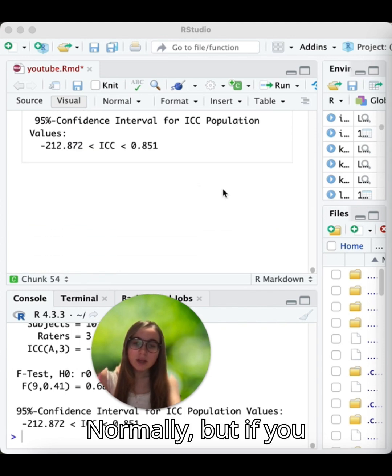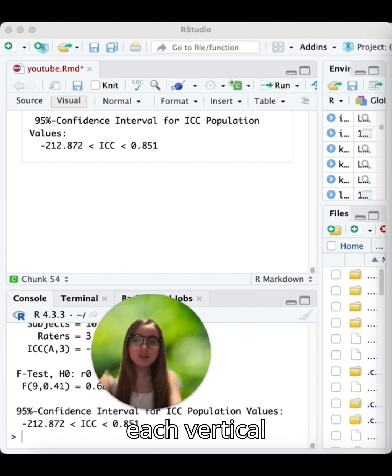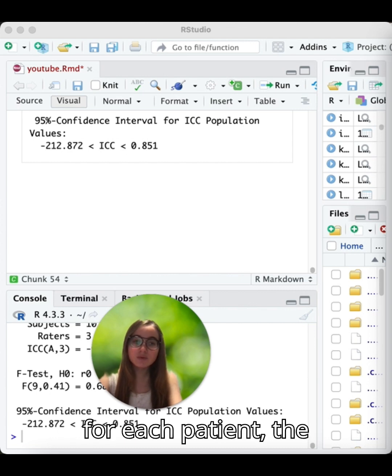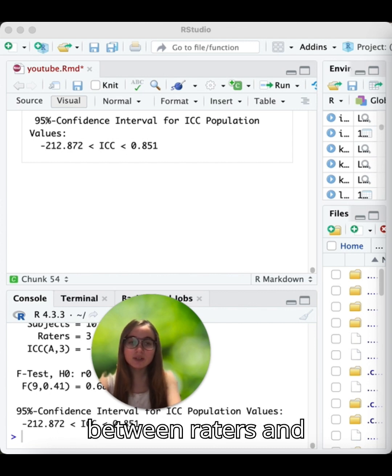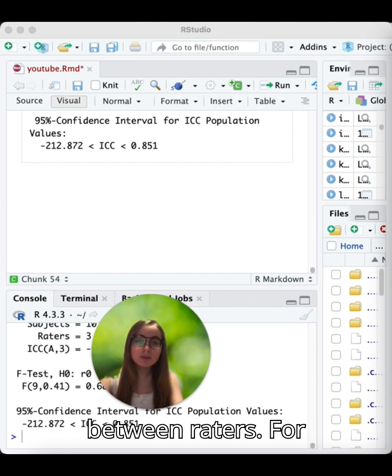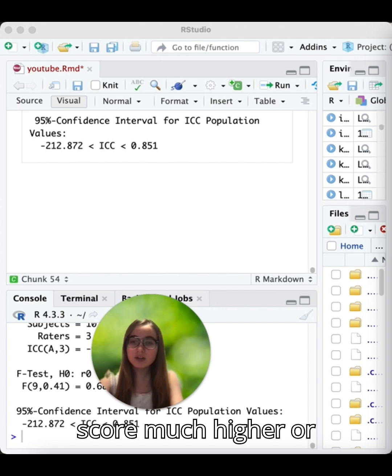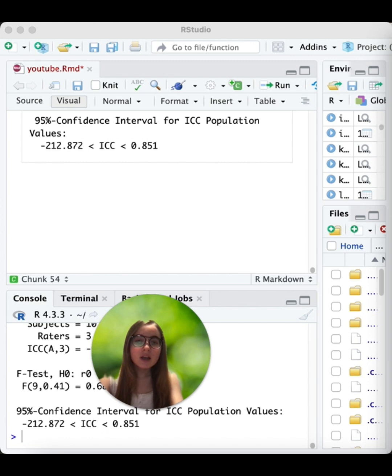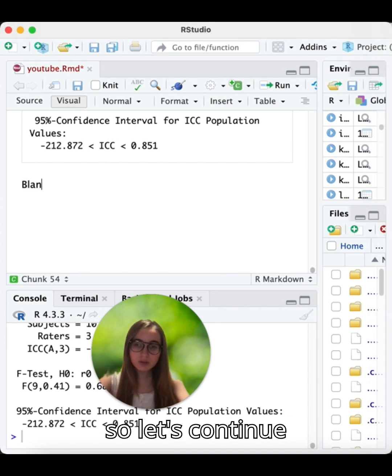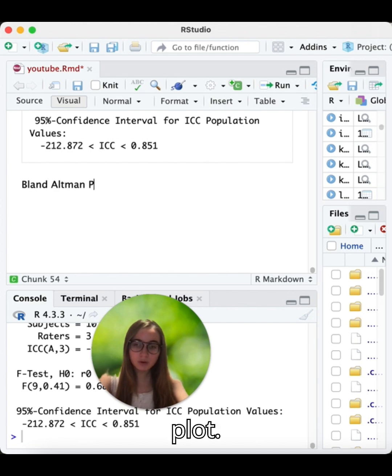Normally, if you want to interpret it, each vertical grouping represents the scores given by each of the 3 raters for a single patient, and the closer the dots are for each patient, the higher the agreement between raters, and large spreads within the groups indicate less agreement between raters. For instance, if some raters consistently score much higher or lower than others, the ICC value would also be lower.